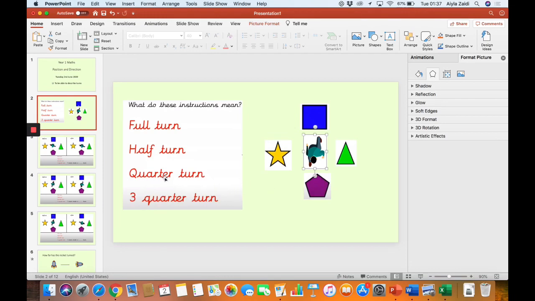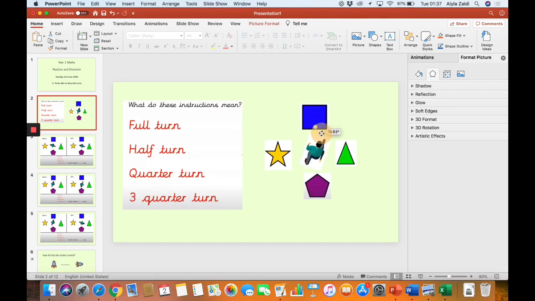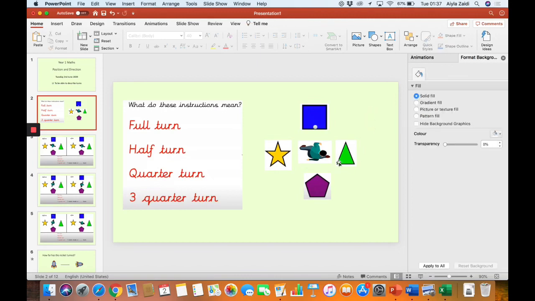Let's do a quarter turn now. So let's move him back to where he was. So he's back facing the blue square. Now we're going to turn him just a quarter way around. So a quarter way around, and he's now facing the green triangle.